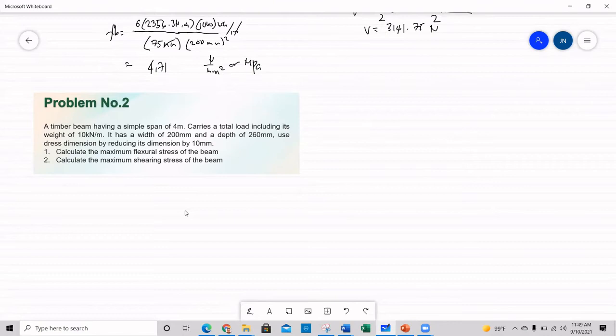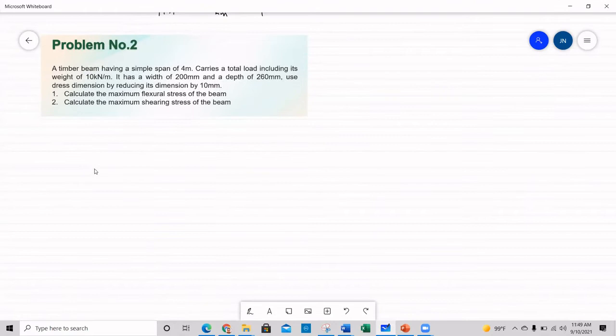simple span of 4 meters. Then you are carrying a total load including its own weight of 10 kilonewton per meter. It has a width of 200 millimeter and a depth of 260 millimeter. Use dressed dimension by reducing its dimension by 10 millimeter.